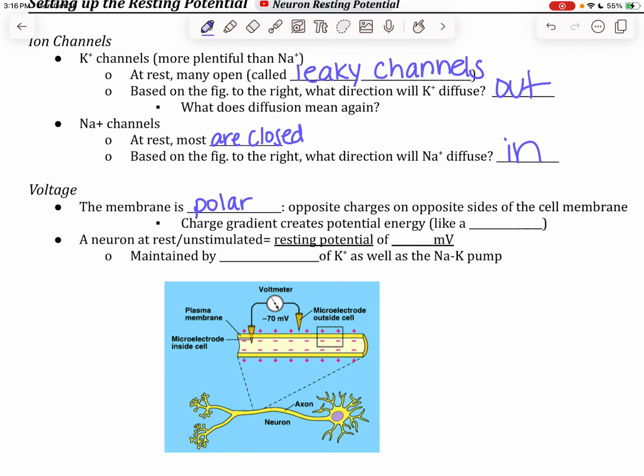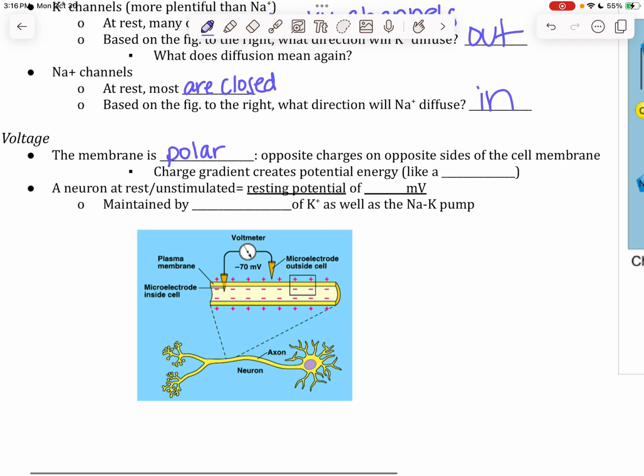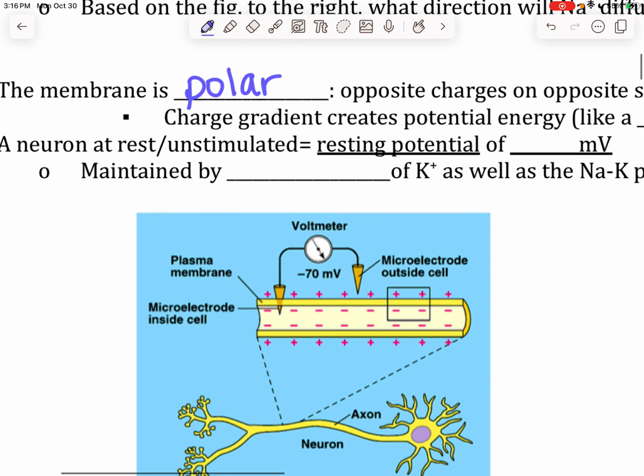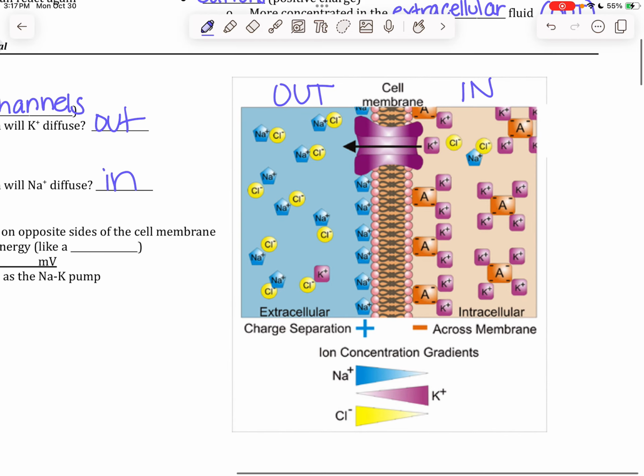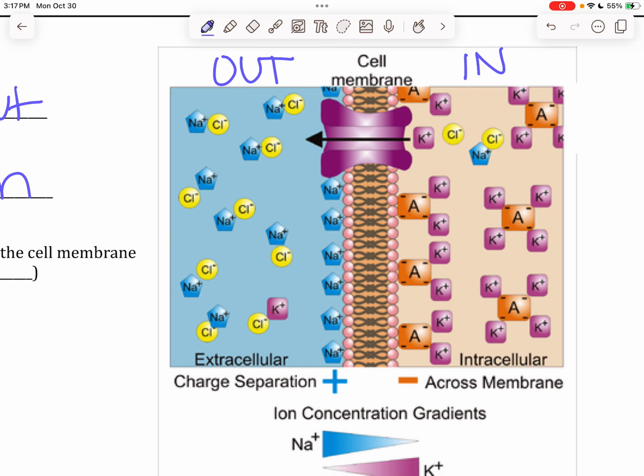That means that there are opposite charges on opposite sides of the membrane. So the charges are dictated from this picture here, right? This idea that we have more positively charged items outside of the cell at rest, and we have more negatively charged things inside the cell. And by things, I mean the amino acids are really driving the negativity here.